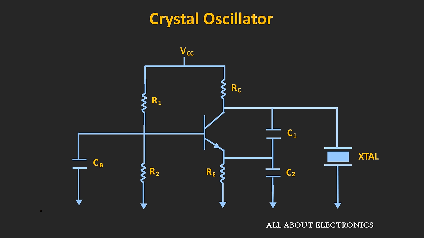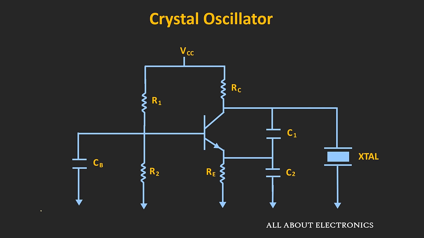So by using this crystal at the parallel resonance, this feedback combination of C1, C2 and the crystal will act as a tank circuit, and it provides the frequency selectivity which is required for the given circuit. So this is one of the circuits in which the crystal is operated at the parallel resonance. Then the next circuit which we are going to see is the Pierce oscillator. Here this circuit is designed using the CMOS inverter, and in this circuit the crystal is used in the parallel resonance mode.